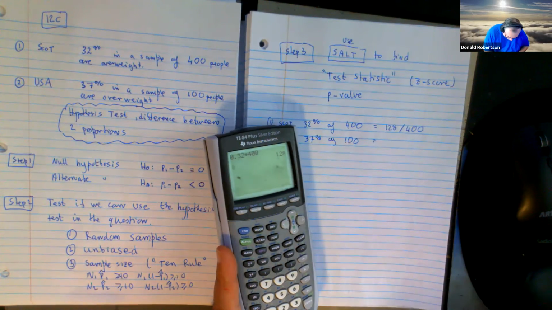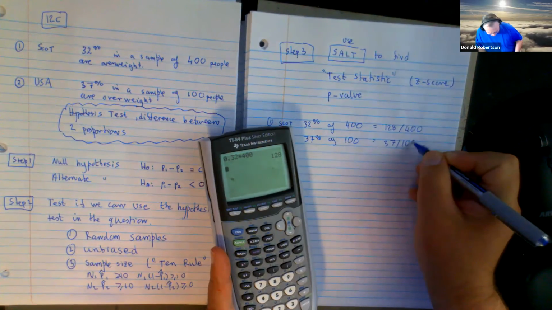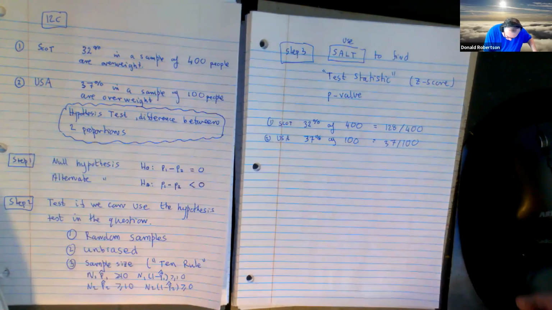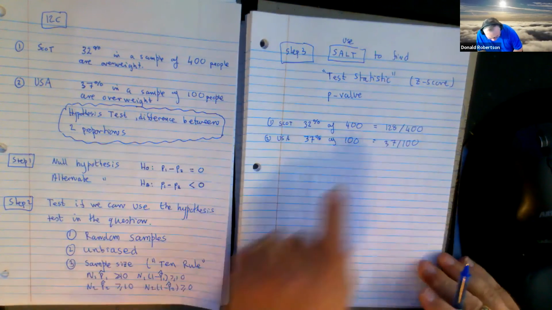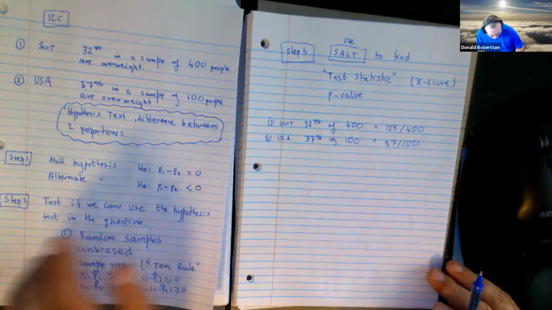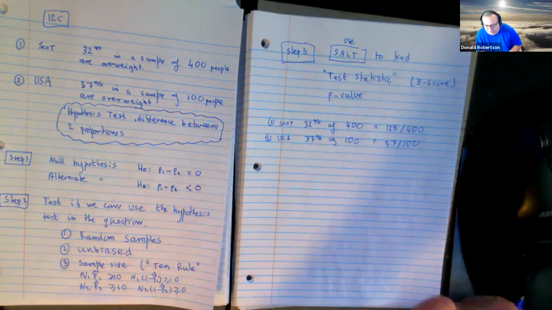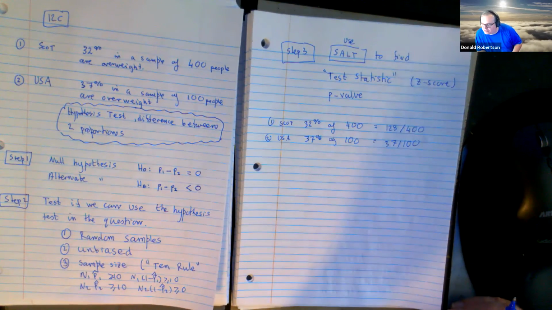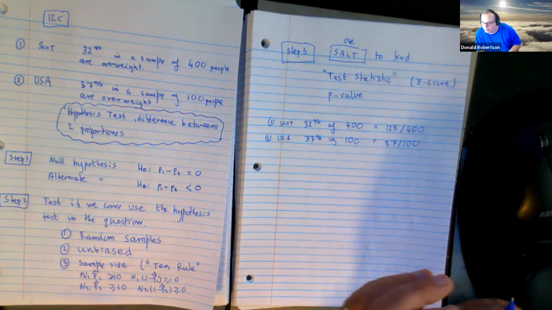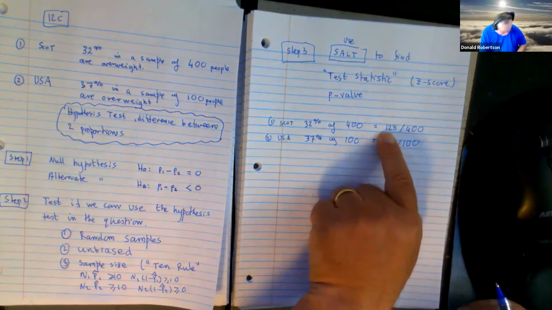Now, the 37 one's kind of easy. 37 out of 100 is 37%. And we need the information written in this format to be able to use SALT. You can't use percentages in SALT, even if you figured some way of pretending you could. I don't know what you'd get, but it wouldn't be right. So you need to use the 128 and 400.